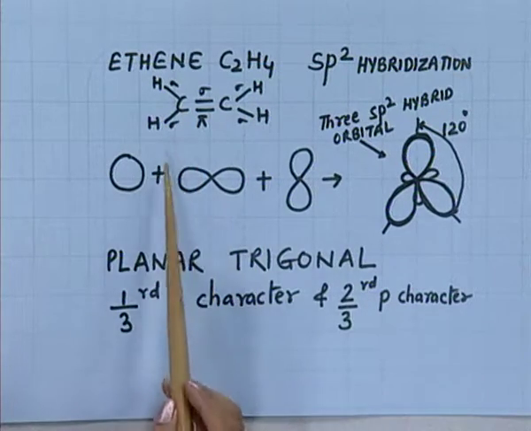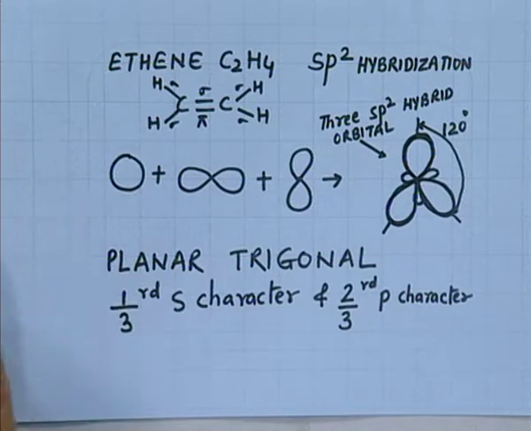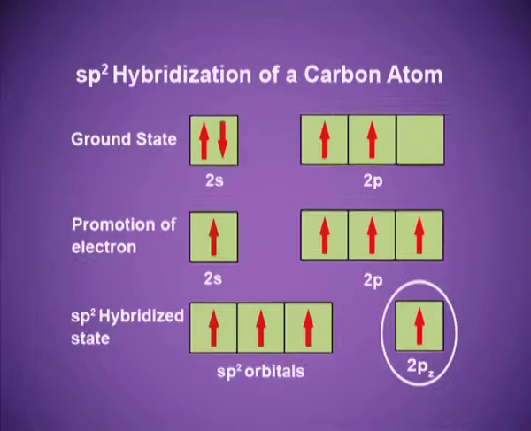Now in ethene, again you can see that the atomic number of carbon is 6. Its electronic configuration is 1s2, 2s2, 2p2. In the ground state electronic configuration, carbon has only 2 unpaired electrons, but carbon shows covalency of 4. It is tetravalent. Then how does it show the tetravalency?